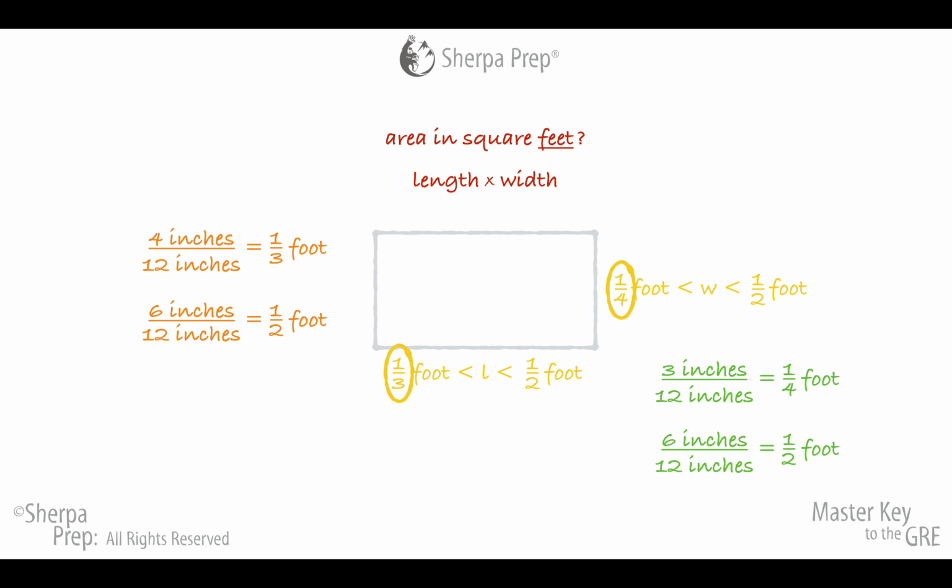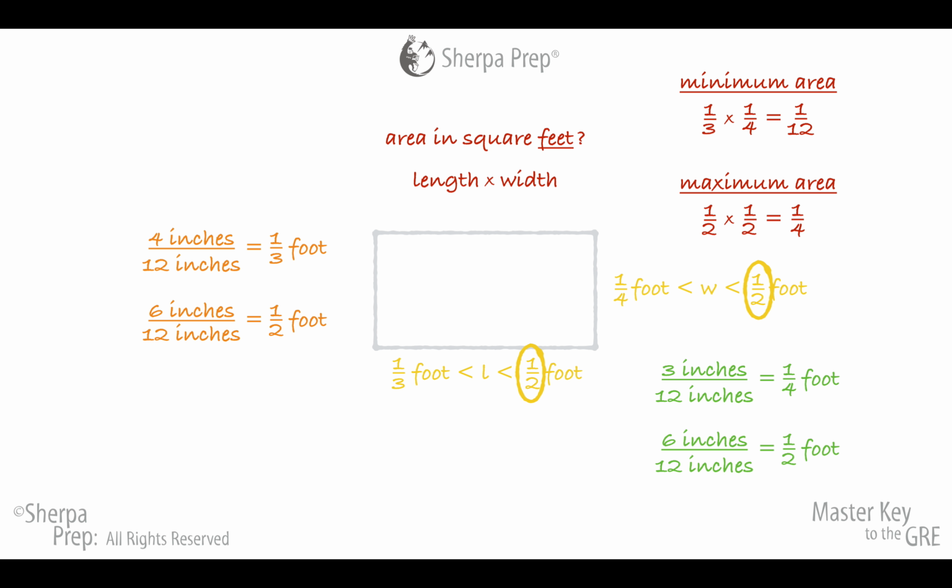And if those are our dimensions, the area would be 1/3 times 1/4, or 1/12 of a square foot. And conversely, the maximum dimensions would be if our length is half a foot and our width is also half a foot. And again, a half times a half is 1/4, so the maximum area here would be 1/4 of a square foot. In other words, this means the area of our rectangle has to be between 1/12 of a square foot and 1/4 of a square foot.